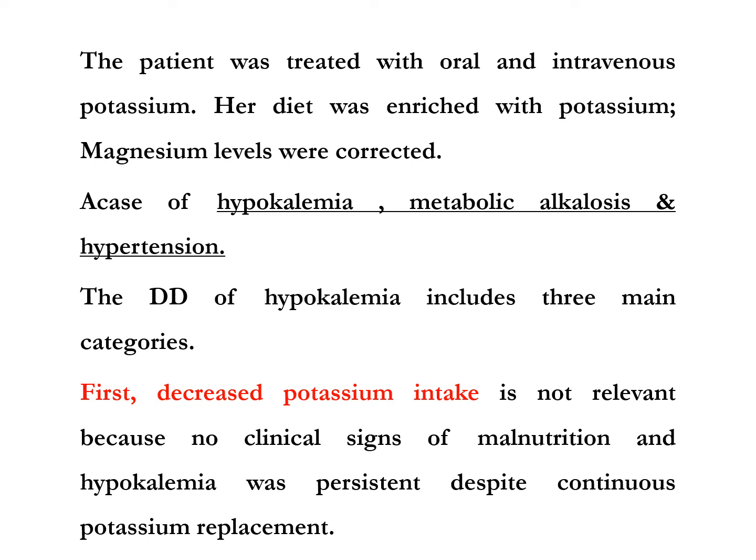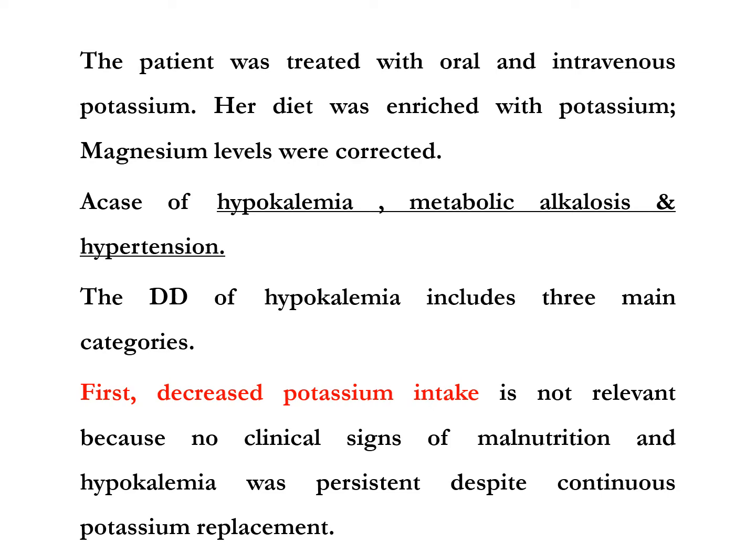The patient was treated with oral and intravenous potassium. Her diet was enriched with potassium, and magnesium level was corrected. So we are in front of a case of a young female with secondary hypertension, hypokalemia and metabolic alkalosis. The differential diagnosis of hypokalemia includes three main categories.